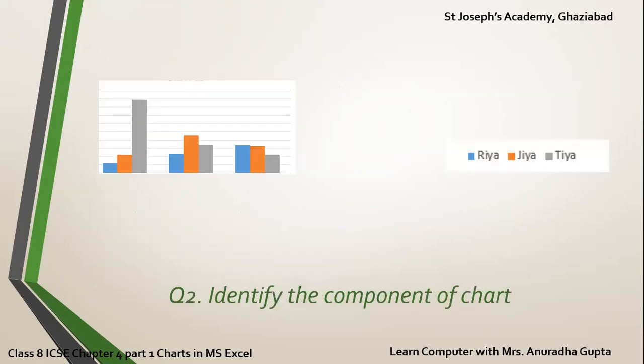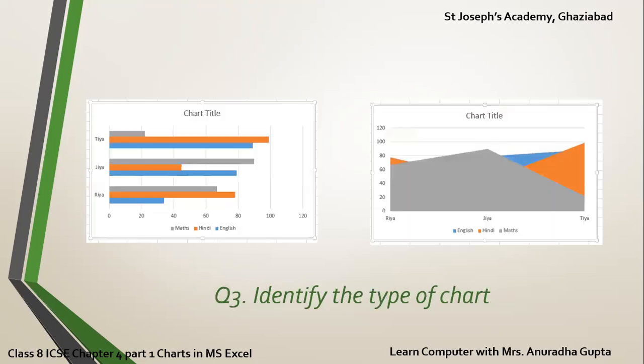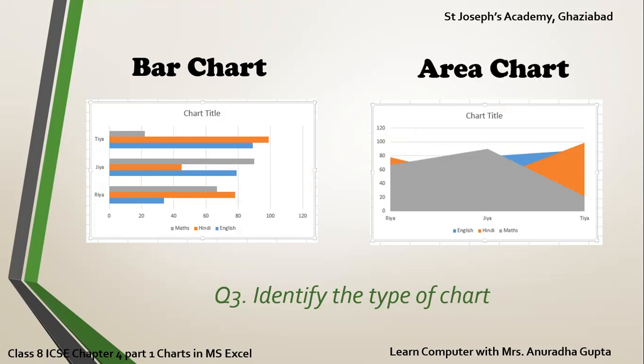Let's move to the second question. Identify the component of a chart. Our first component is plot area and second is legends. If both your answers are correct, give a tick and give 10 marks to yourself. And then move on to the third question. Identify the type of chart. Let's look at the A part, that is bar chart. Second is area chart. I hope you have written the correct answer. Tick your answer and give the 10 marks.